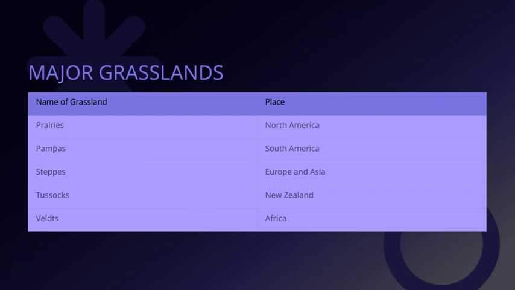Then, there are the tussocks in New Zealand, characterized by their unique grassy tussocks that dominate the landscape, supporting local wildlife. Lastly, the veldts in Africa, which are open, often bushy grasslands, essential for the continent's biodiversity and pastoral activities. Recognizing these different grasslands helps us understand their importance in global ecosystems and their influence on human livelihoods across continents.